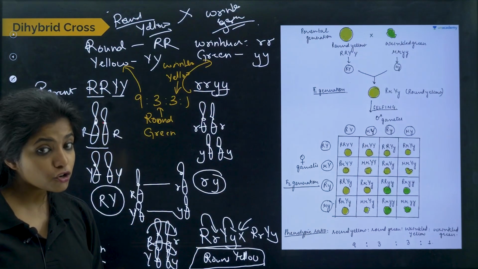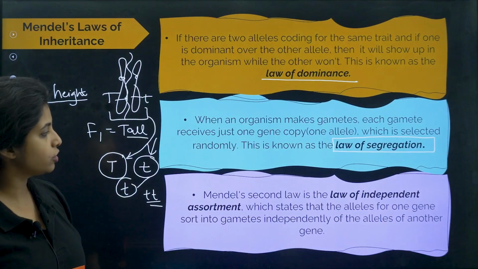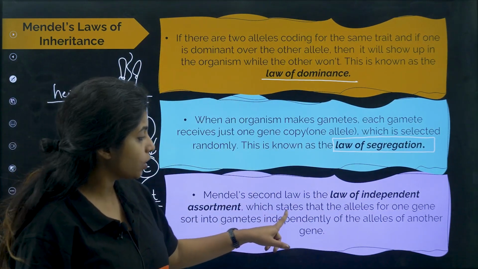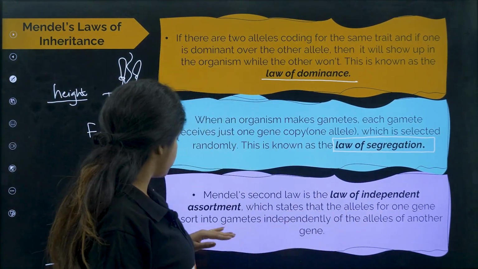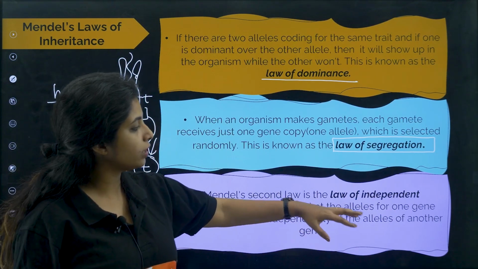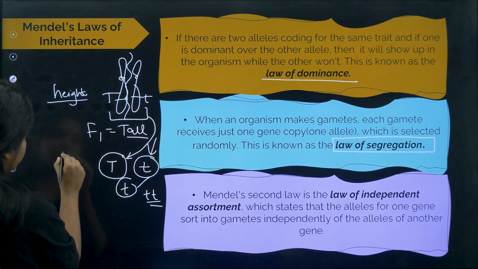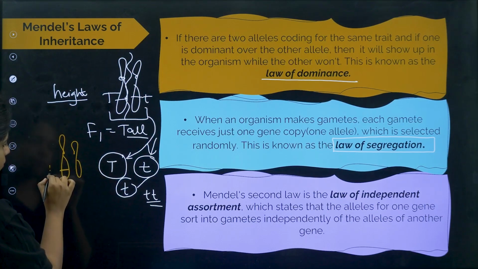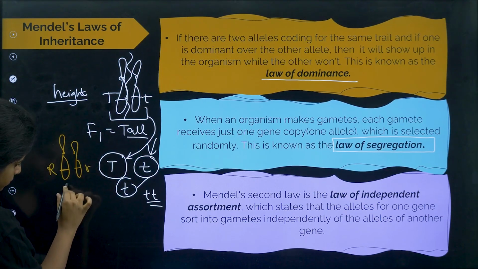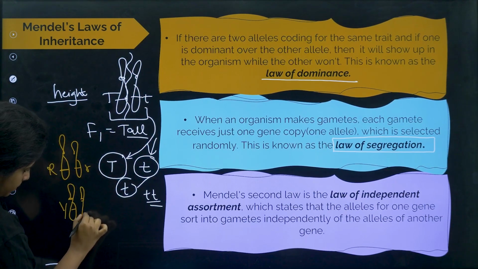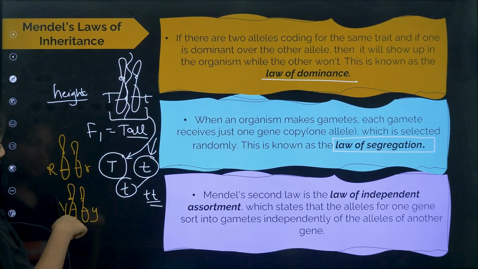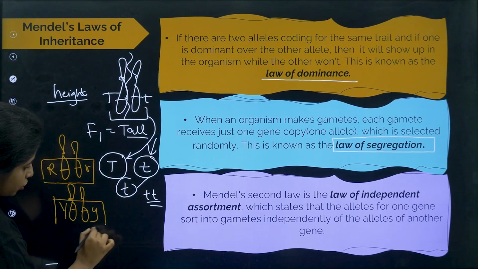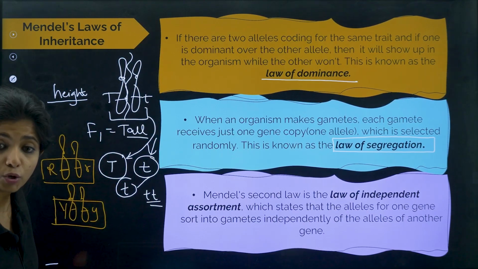And what does this show? This shows the next law, which is known as law of independent assortment. According to it, the alleles for one gene sort into gametes independently of alleles of another gene. That is, these are alleles of one gene, these are alleles of another gene. I am saying they are going to independently assort into the gametes.